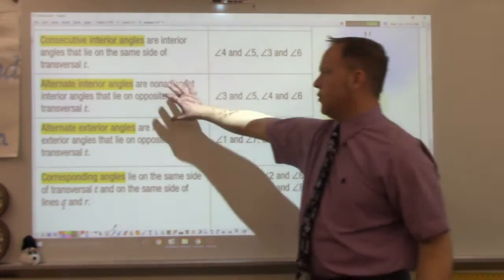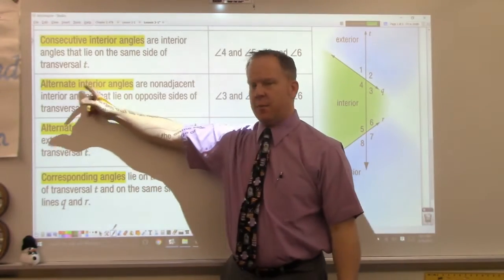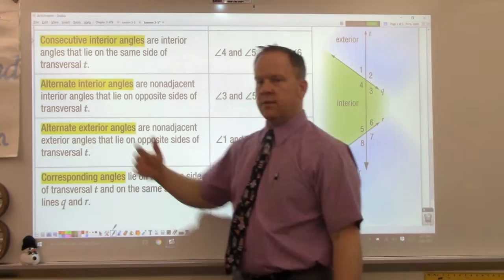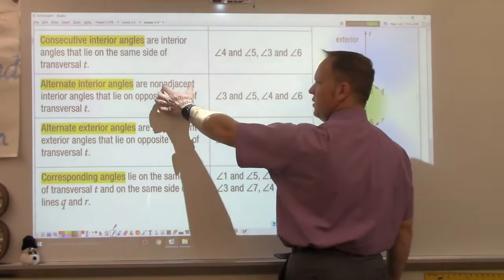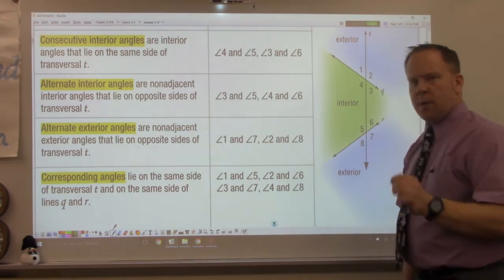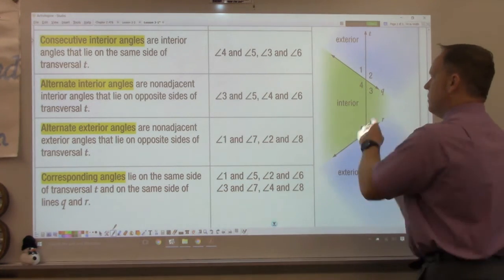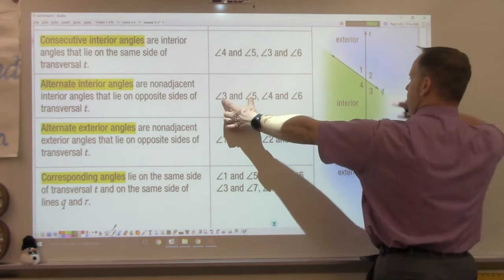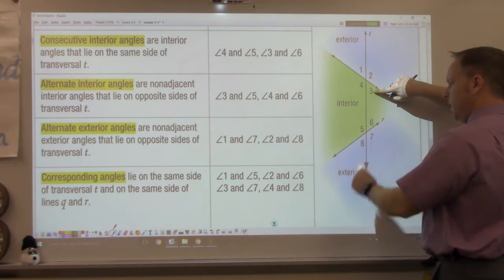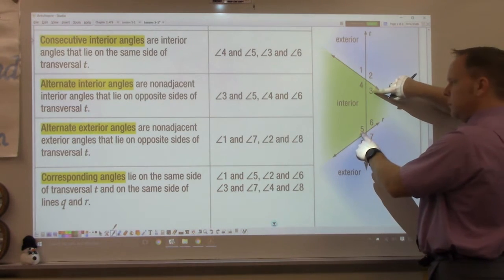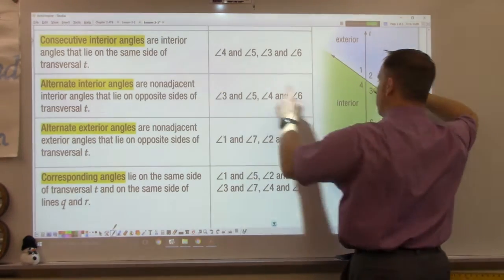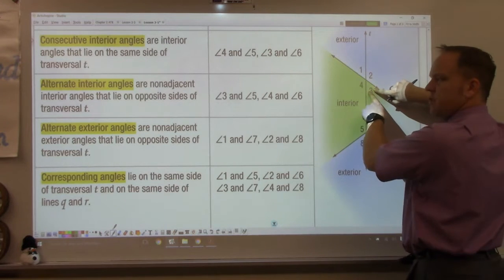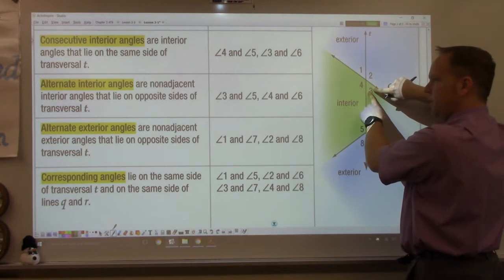Looking at alternate interior. Now look, I'm still on the inside, but now I want to alternate sides of the transversal. They are non-adjacent. That's a key word right there. Non-adjacent interior angles, on opposite sides of the transversal. So here, they said angles 3 and 5. Notice 3 is on the right, 5 is on the left. Again, one from the top group, one from the bottom group. Non-adjacent. I would not say angle 3 and 4. They're adjacent, so these are not considered alternate interior.